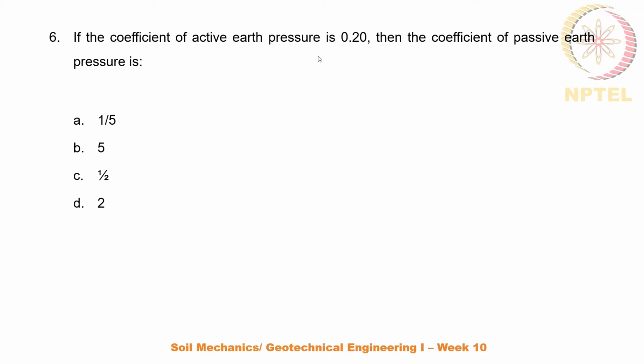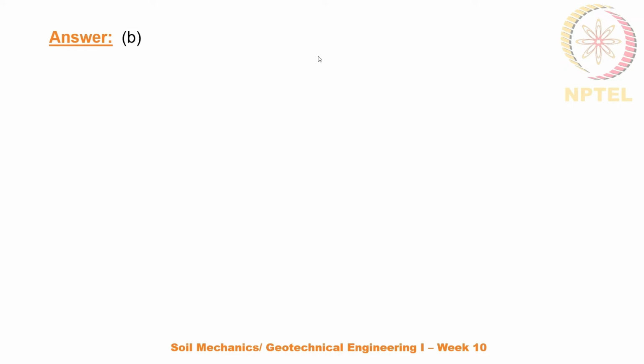Okay, now coming to the next question. If the coefficient of active earth pressure is 0.2, then the coefficient of passive earth pressure is: option A 1 by 5, option B 5, option C 1 by 2, option D 2. Okay, I have got an answer in the chat box as option B. So let's see which is the correct answer. Correct answer is option B, that is 5.